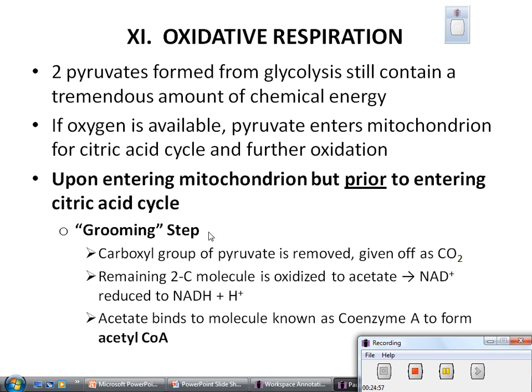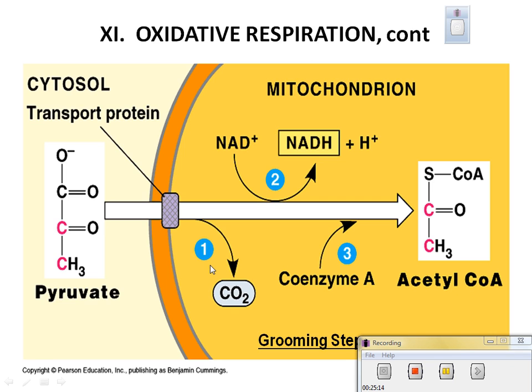How do we groom it? We break off a carbon, and then we have carbon dioxide as a waste. We get a little bit of electrons, and this all happens because it's reacting with a coenzyme A to form our acetyl-CoA. So let's look a little bit closer at this.